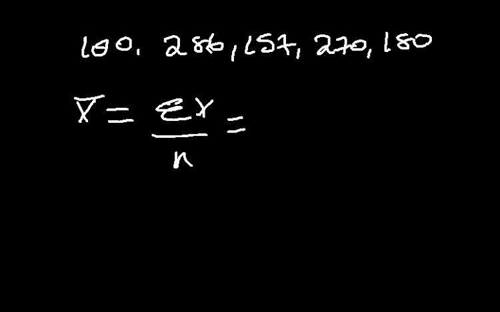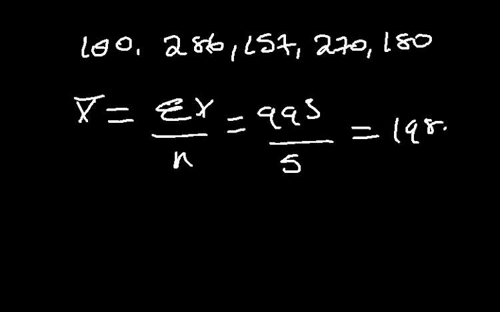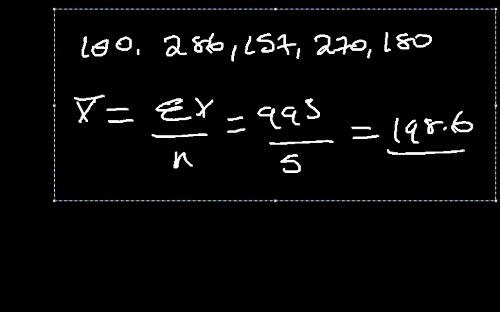So now we have 100 plus 286, plus 157, plus 270, plus 18 as well, and that is the same as 993. And divide by how many values are here? We have 5. So divide by 5, that is the same as 198.6. So that's how we calculate the average for ungrouped data.